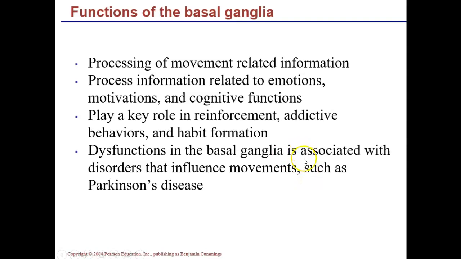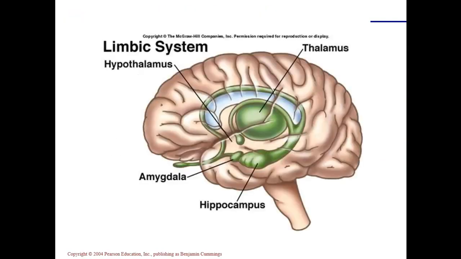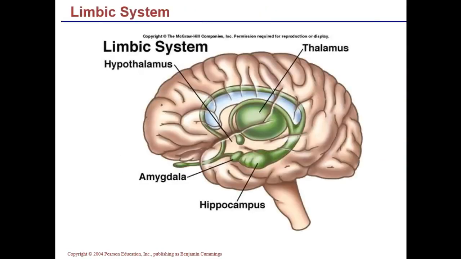Dysfunctions in the basal ganglia have been associated with disorders that influence movement, such as Parkinson's disease. And the neurotransmitter that's involved here is usually dopamine. Now, another system in this middle portion of your brain is the limbic system. It's not exactly the same thing as the basal ganglia, but it is related in some ways if you look at research.